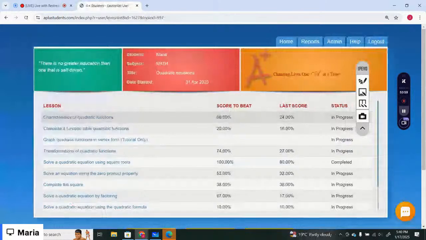So we were working on grade 10 math. Chapter we're working on is quadratic equations. The lessons we have covered today are characteristics of quadratic equation, complete a function, table quadratic functions, graph quadratic functions in vertex form, transformations of quadratic functions. So please make sure before the next session you can complete all the practice questions for the lessons we just did.